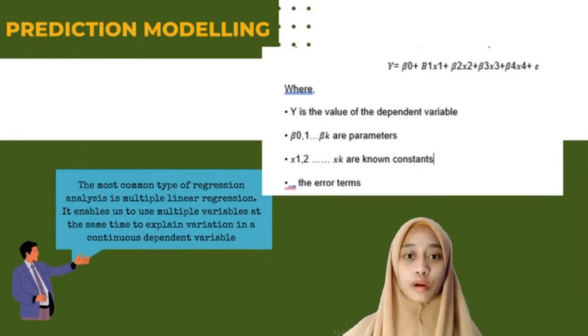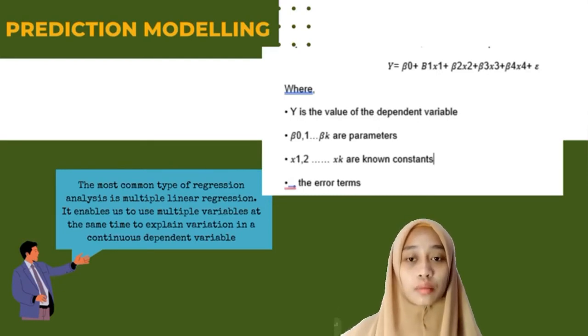The most common type of regression analysis is multiple linear regression. It enables us to use multiple variables at the same time to explain variation in a continuous dependent variable.